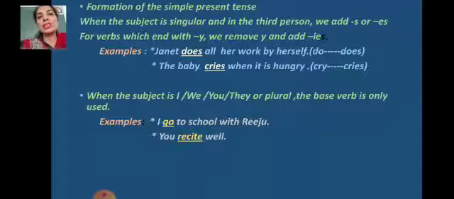How is it? Let's take some examples. I go to school with Riju. You recite well. You can see the underlined verbs. How are they taken? We didn't add s or es here to the verbs. Why? Because these verbs are taken with plural forms of the subjects. Correct? I is not the plural form, but I is the exception to this rule.